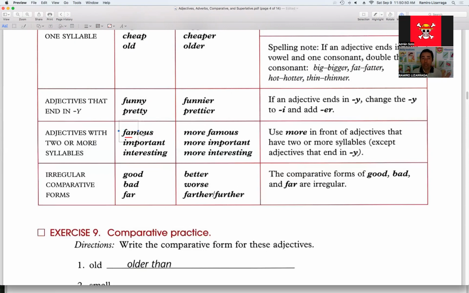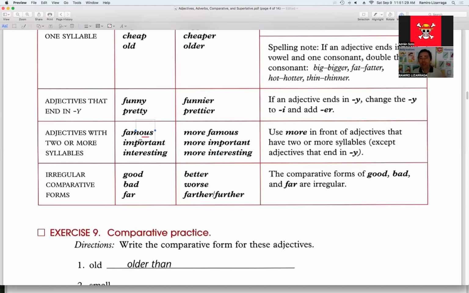Okay. Look, famous, important, interesting. Entonces, vean, famous tiene dos sílabas. Famous. Important, three syllables. Interesting, four syllables. So whenever the adjective right here has more than two, we need to use the word more. In this case, it's going to be more famous, more important, more interesting. Why? Because these words have more than two syllables.